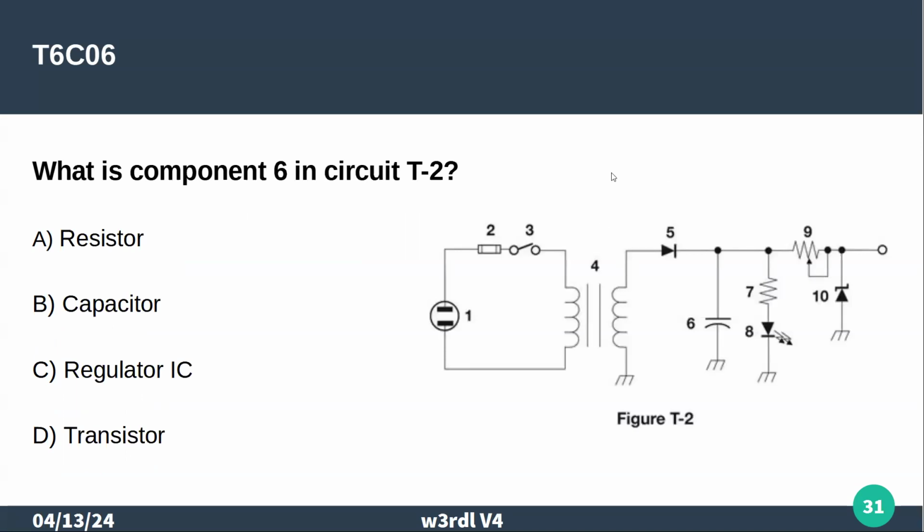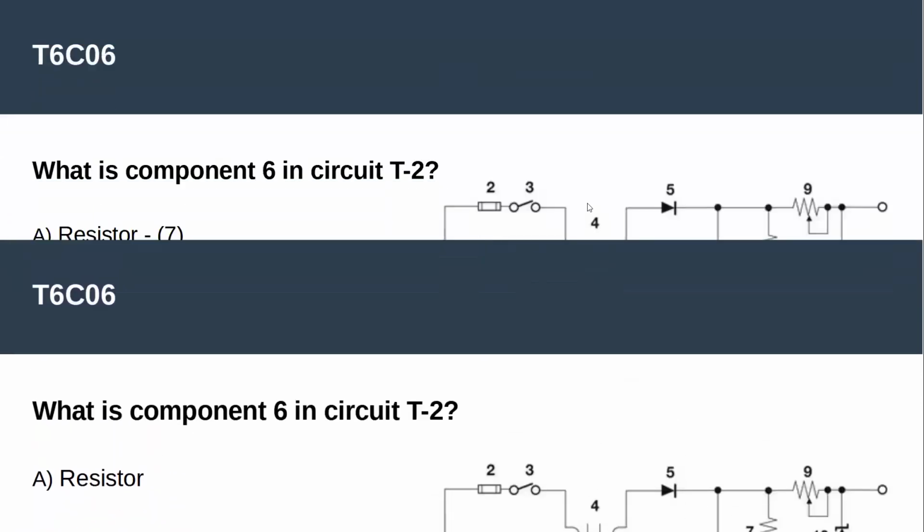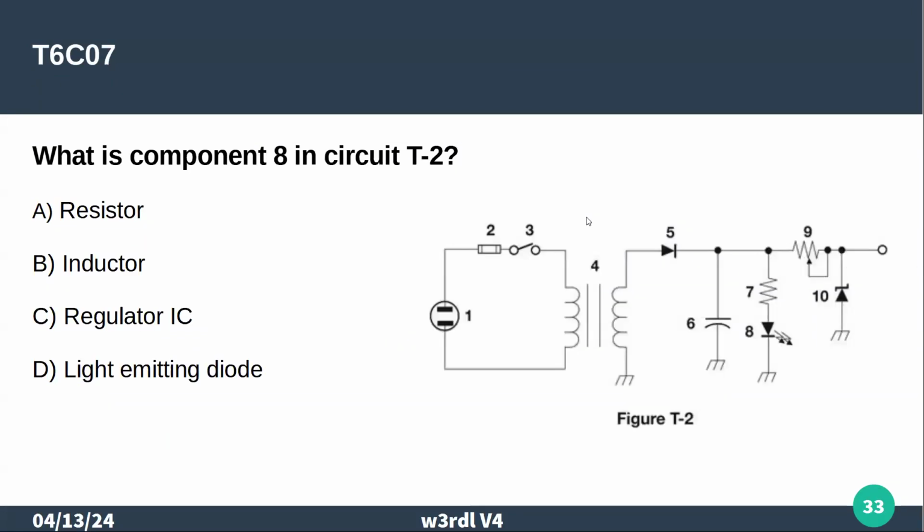Okay, what is component number 6 in circuit T2? Where is 6? Oh, there it is. Bravo. What is component 8 in circuit T2? Delta.